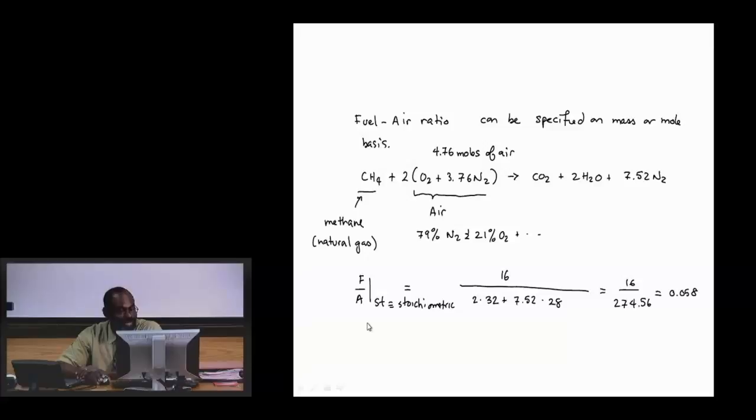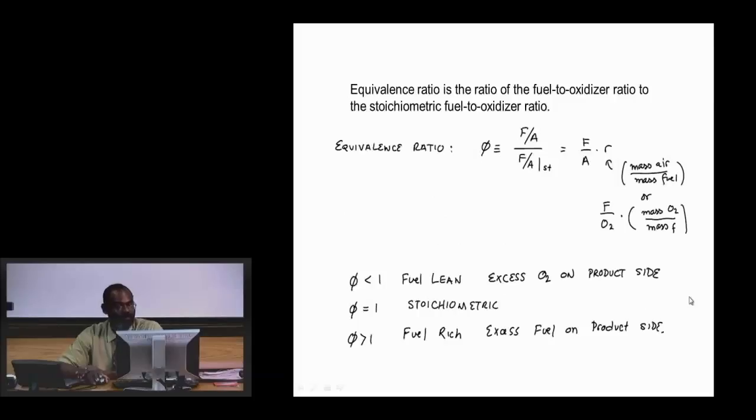When we talk about the stoichiometric condition, because again it's balanced, there is no excess fuel or excess oxygen. So we talk about that as a stoichiometric condition. We can talk about the fuel-air ratio under stoichiometric conditions as the mass of fuel divided by the mass of air. So the mass of fuel is our 16 grams, our 12 plus 4, 12 carbon, 4 hydrogen, 16, divided by 232 plus, again, 7.52 times 28 for nitrogen, molecular oxygen. And so we get a fuel-air stoichiometric ratio of 0.058.